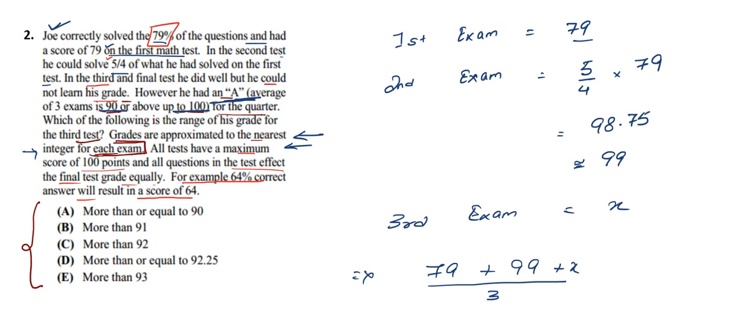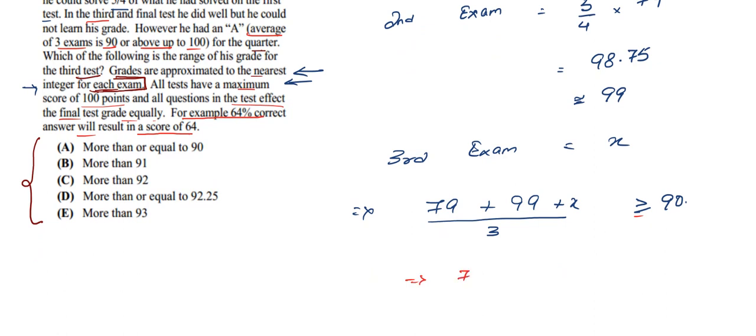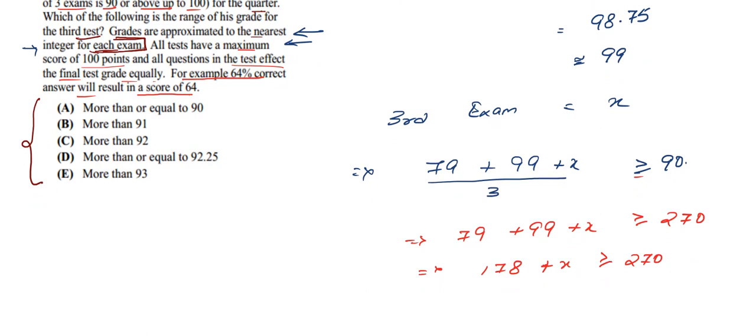So the average will be greater than or equal to 90. We have been told here that it is the average. You can see here, average of three exams is 90 or above, up to 100. So here we have equal to or greater than 90. So let's solve this. We will have 79 plus 99 plus x greater than or equal to 270. Now solving this, we will get a value of x. Here we have 178 plus x greater than or equal to 270. So this will be x greater than or equal to 92.